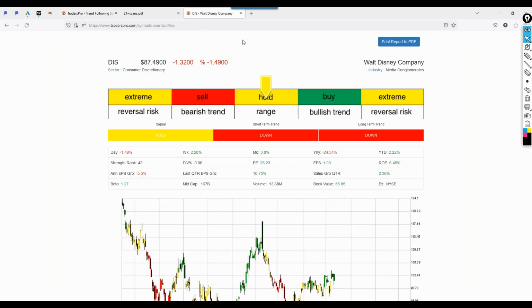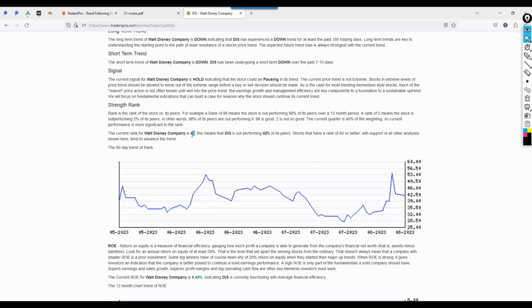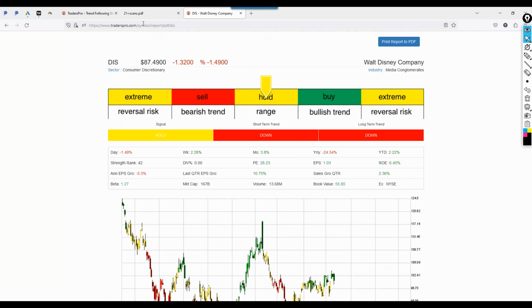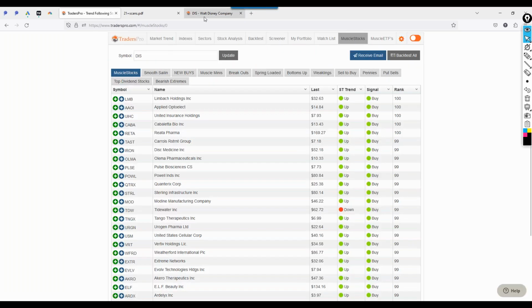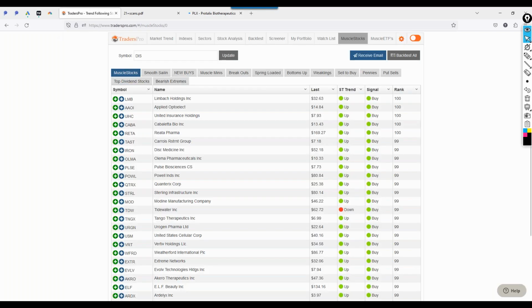And the other thing about Disney, its rank's probably horrendous. Its rank is 42, so it's down at the bottom of the barrel. We only want the top 90% of stocks. Those are the ones we're primarily interested in and looking for momentum. And if there's fundamental soundness to that stock as well, then that's what we're going to focus on.